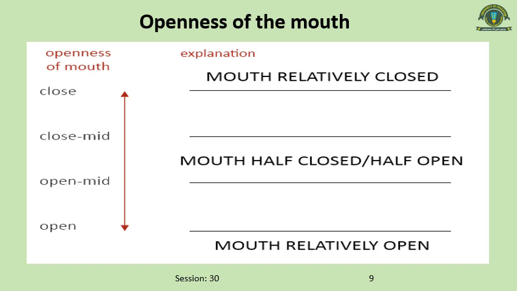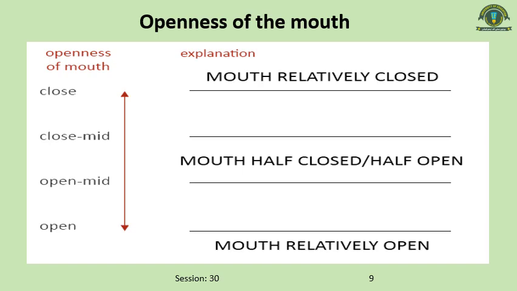Close, close mid, open mid and open. For example, if you produce a vowel sound that is oh, lot, so the position is different. When you say the sound o, it is different. And when you say the sound oo, the position is different. Or you say the sound oo, the position is different. Explanation is mouth relatively closed. Right? Close and close mid. That means mouth relatively closed.